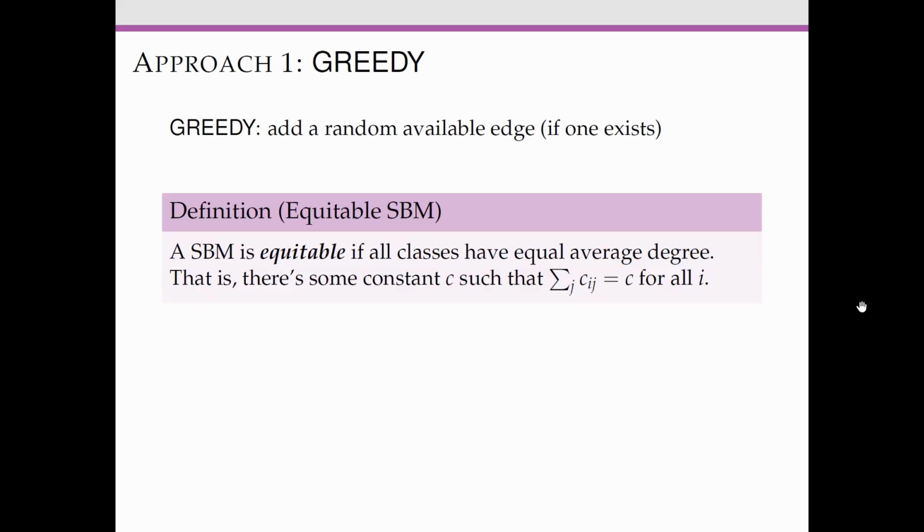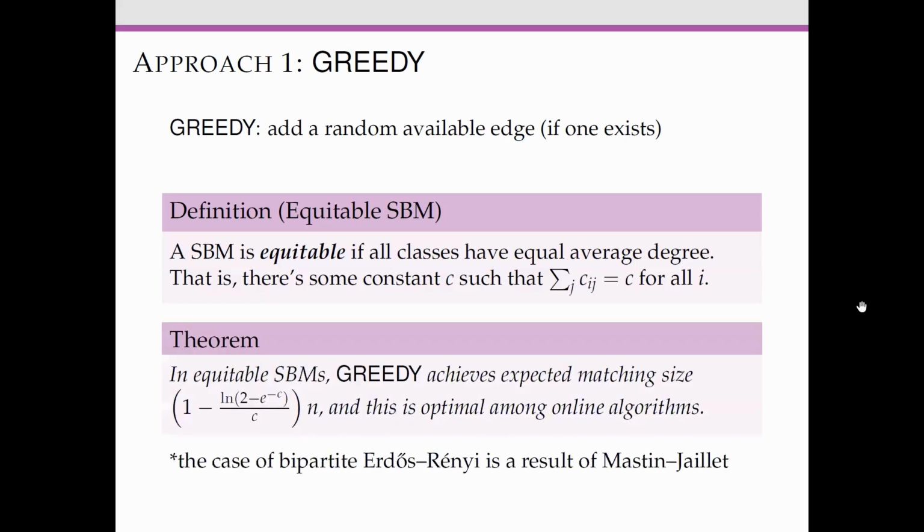It's for the same reason as in the Erdős-Renyi case, where you want to be matching to all of the different groups at roughly the same rate. And the greedy algorithm achieves this. Okay, so this expected matching size is the same as in an Erdős-Renyi graph with average degree C.